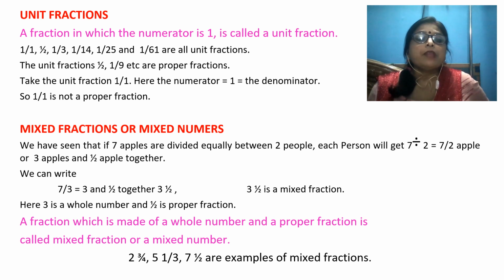Next, students, unit fraction. A fraction in which the numerator is 1 is called a unit fraction. Examples are given here: 1 by 1, 1 by 2, 1 by 3, 1 by 14, 1 by 25 and 1 by 61. All are unit fractions. The unit fractions 1 by 2, 1 by 9, these are all proper fractions because the numerator is smaller than the denominator.